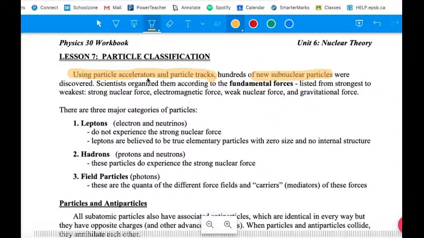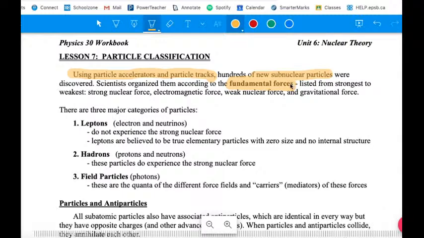So the scientists who began doing this, I believe it was in the late 60s that much of this work was happening, started organizing all of these hundreds of new subatomic particles that they were discovering, and they organized them according to fundamental forces. I've attached a TED-Ed video that goes a little bit more in depth onto this idea and the standard model and how it's organized. You don't need to memorize that, but it is a nice video for you kind of just to dip your feet in and understand some of these particles more.